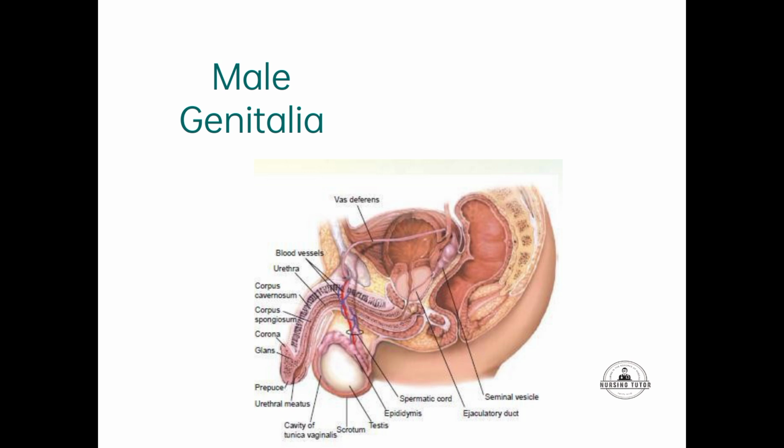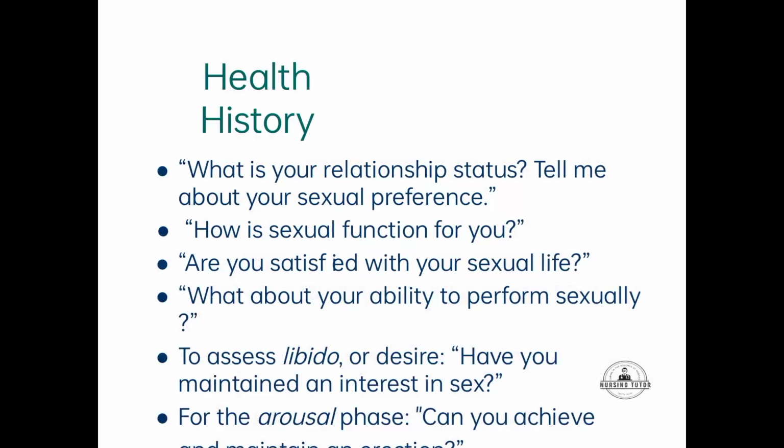The male genital system includes the vas deferens, blood vessels, urethra, corpus cavernosum, corpus spongiosum, corona, glans, prepuce, urethral meatus, cavity of tunica vaginalis, scrotum, testis, epididymis, spermatic cord, ejaculatory duct, and seminal vesicle. This is the anatomy of the male genital system.